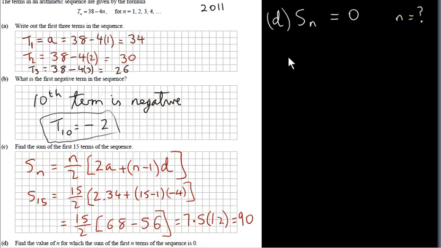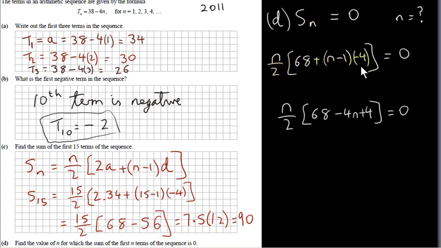So let's do that. So we have n over 2 into 2 times a. Well, 2 times a is 68. 2 times 34 is 68. Plus n minus 1 times d, which is minus 4. And we set this equal to 0. So we need to work backwards here to find out what n is.